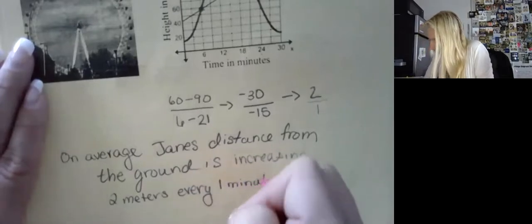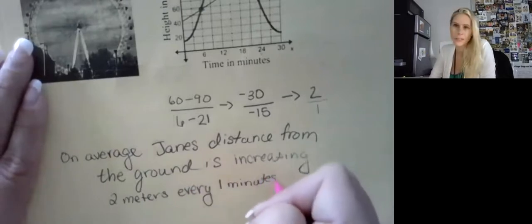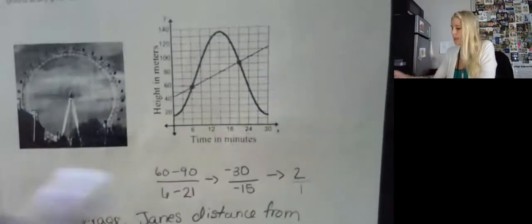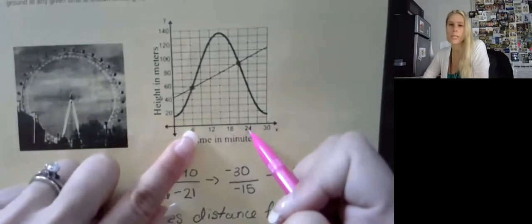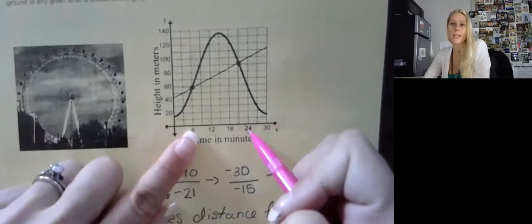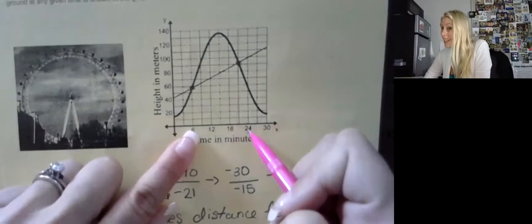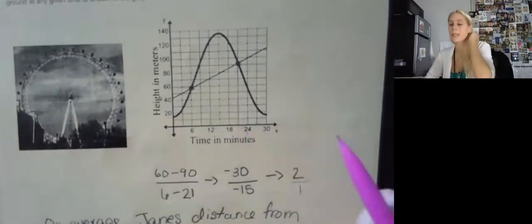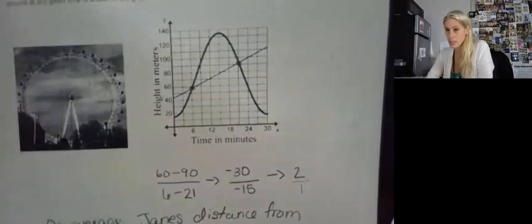Now I know, and when you think of a Ferris wheel and stuff, you think, wait a second, we're not always increasing, sometimes we're decreasing, but remember that we're only talking about between 6 and 21 minutes. So sometimes in your sentence, you might want to refer back to that interval, and that would even make it more exact in explaining and interpreting your situation.